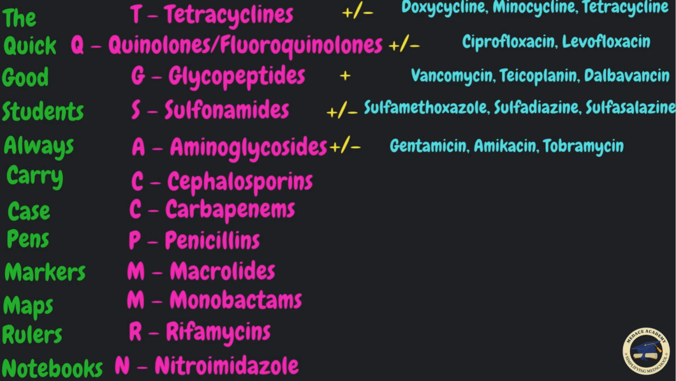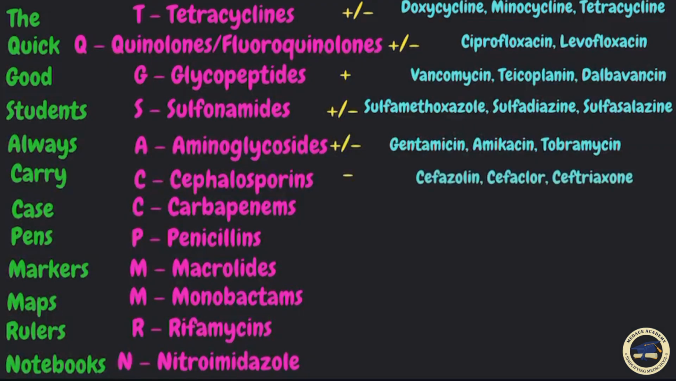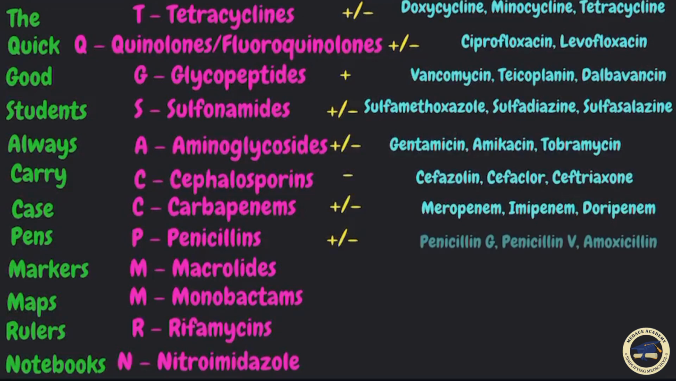Cephalosporins will act mostly against gram-negative. And then examples will be cefazolin, cefaclor, and ceftriaxone. Carbapenems are working against both gram-positive and gram-negative bacteria. Then examples include meropenem, imipenem, and doripenem. Penicillins, both against gram-positive and gram-negative. Then examples include penicillin G, penicillin V, and amoxicillin.